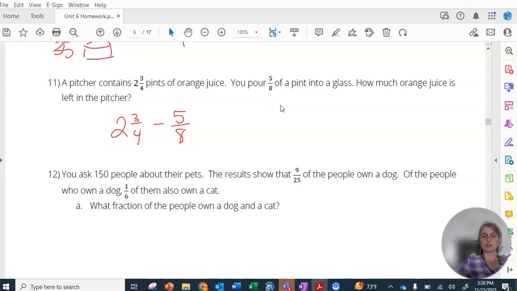I'm actually not going to deal with the 2 right now. I'm just going to change the 3/4. 3/4 is the same as how many 8s? Well, that's a times 2 relationship. So this is as well. 2 6/8 minus 5/8. You shouldn't even need to change the 2 into an improper fraction. You should be able to do it just as is.